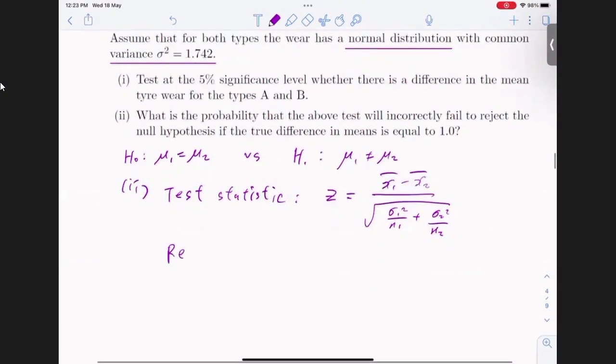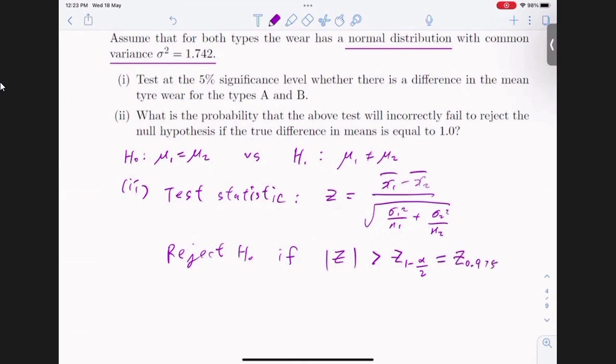And we'll reject the null hypothesis if the magnitude, because we are doing a two-sided test for a two-sided hypothesis, so we use the magnitude only, without the sign, is greater than this quantile. Now we use 1 minus alpha over 2 to determine the quantile because for a two-sided hypothesis, we need to allocate half of alpha to both ends. And for 5% significance level, alpha is 0.05. So the critical value for the test is 1.96.